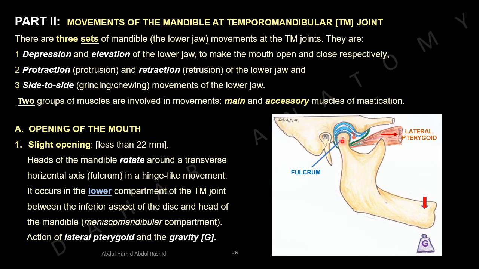This is the one head. Here is the axis, the transverse axis, which is the fulcrum. It occurs in the lower compartment of the TM joint, between the inferior aspect of the disc and the head of the mandible, that is, the meniscomandibular compartment. It is done by the action of the lateral pterygoid muscles and gravity.